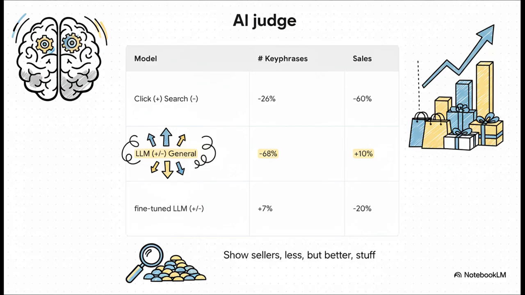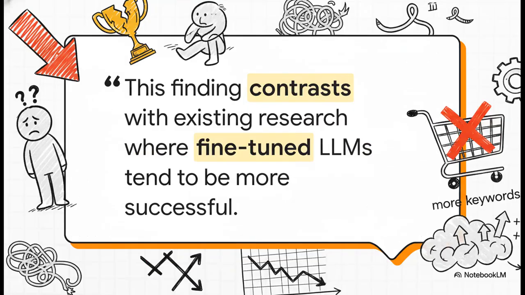It slashed the number of irrelevant key phrases by 68%. And get this, it actually increased sales by 10%. It was literally showing sellers fewer options, but the options were so much better that sales went up. But here's the crazy twist. The model that everyone thought was going to win, the one they fine-tuned by training it on their own expensive human-labeled data, it was a complete flop, a total failure.